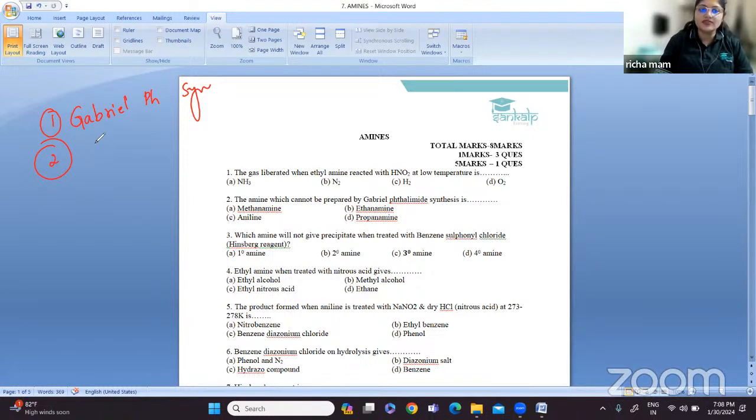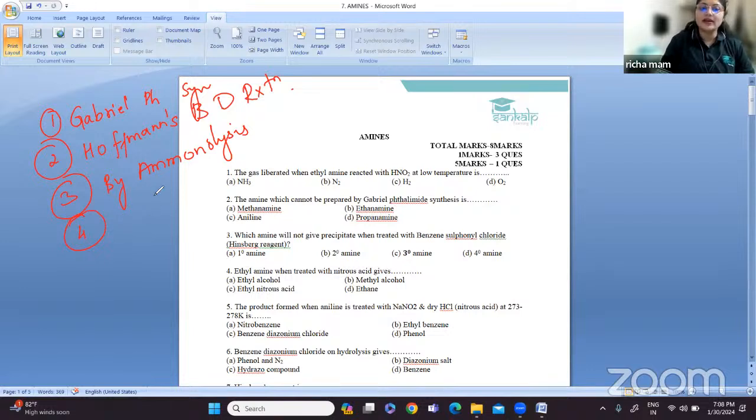Then second, the preparation is Hoffmann bromamide degradation reaction. This reaction is also very important, where we can prepare the amines by this method. Next is ammonolysis; by ammonolysis also you have studied the preparation of amines. Then by reduction of amides you can prepare the amines. So these are the important preparations.